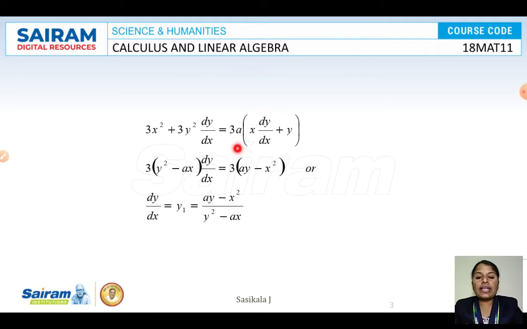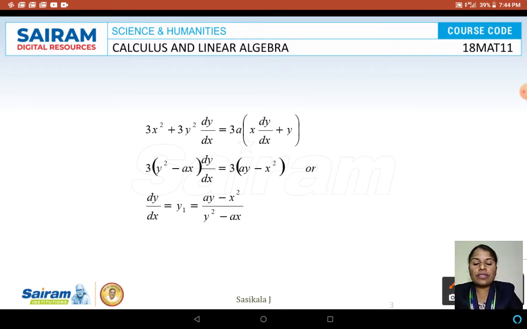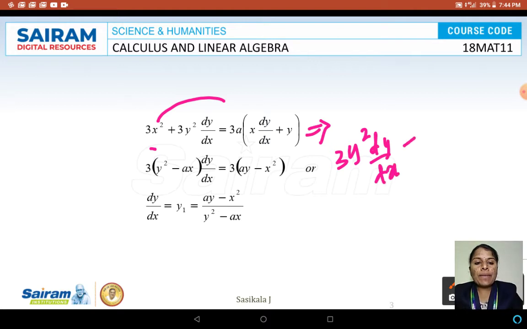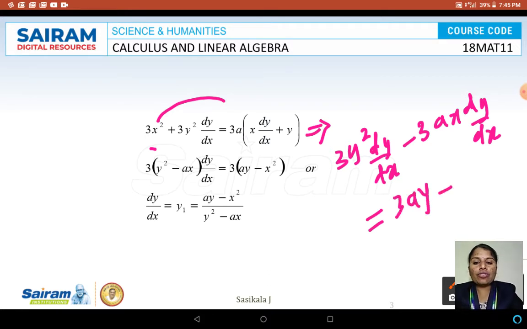Now I am going to write the dy by dx terms together. I have 3x squared to be taken to the other side, and this dy by dx term to be taken to the left side. So what will happen after this? I have 3y squared into dy by dx, and then minus 3ax into dy by dx, which is equal to 3ay minus 3x squared. We can take 3x squared to the other side.